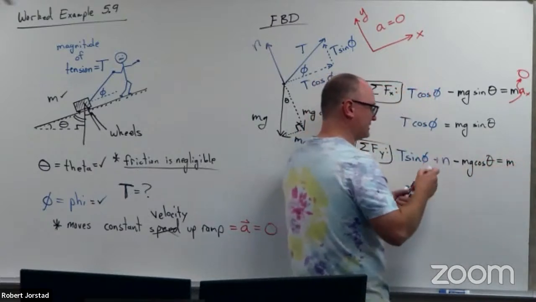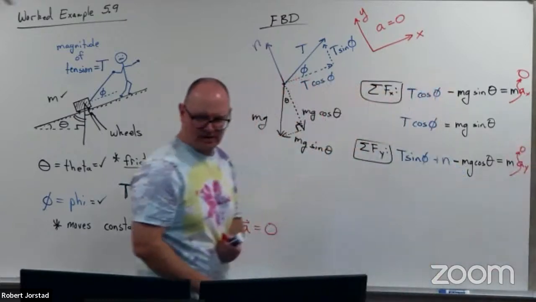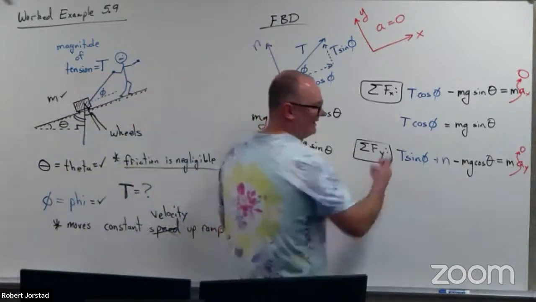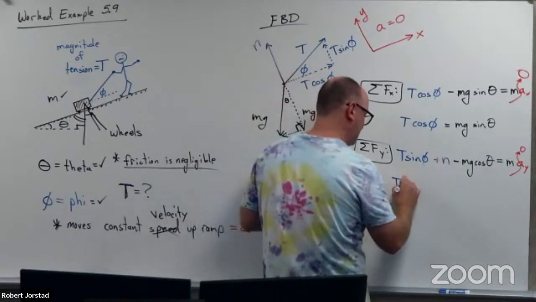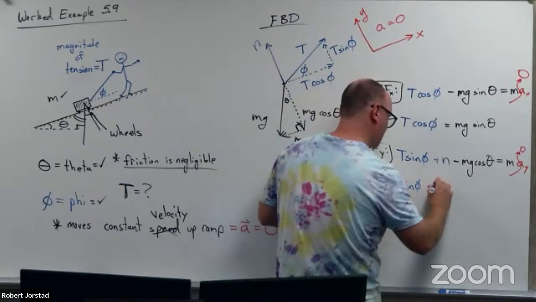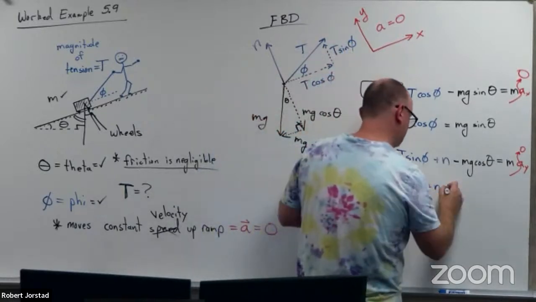Again, in this case, normally I wouldn't do this step. I'd just say, oh, it's zero. But just to show you where that zero came from, I feel like it's worth doing that this time. And again, a lot of times, instead of writing it this way, I would probably skip straight to this: T sine phi plus N, the ups, or the positive y's, equal the downs.